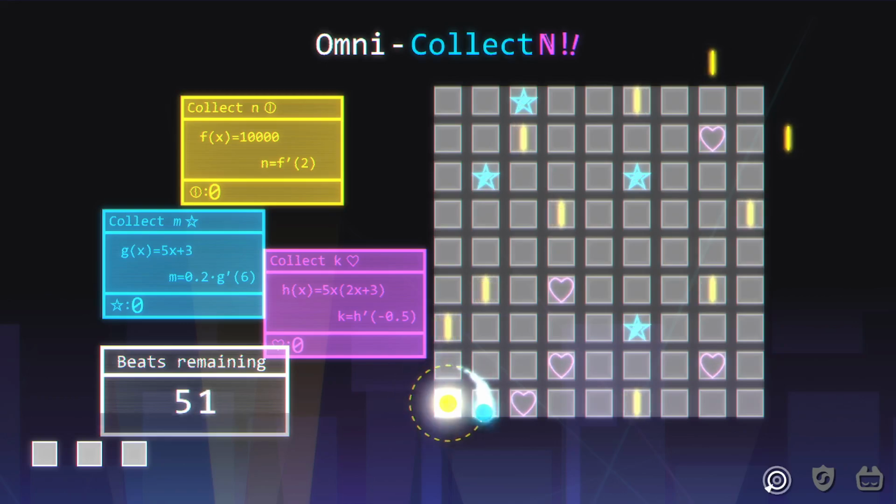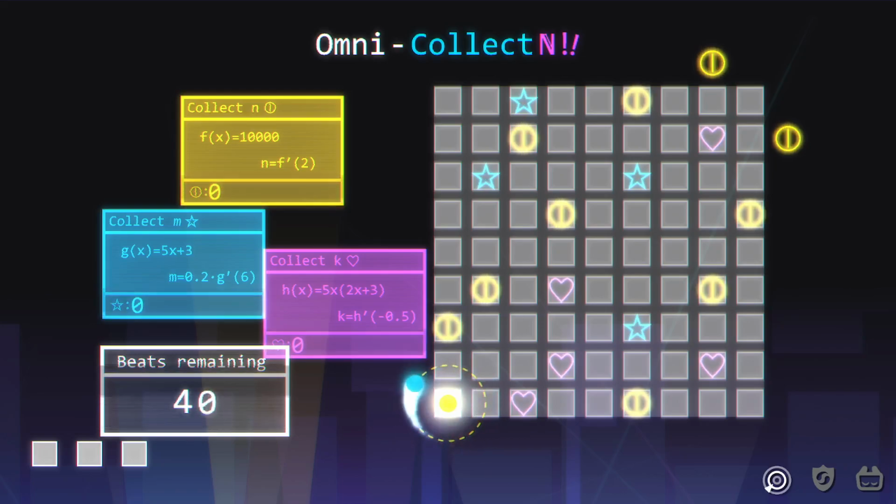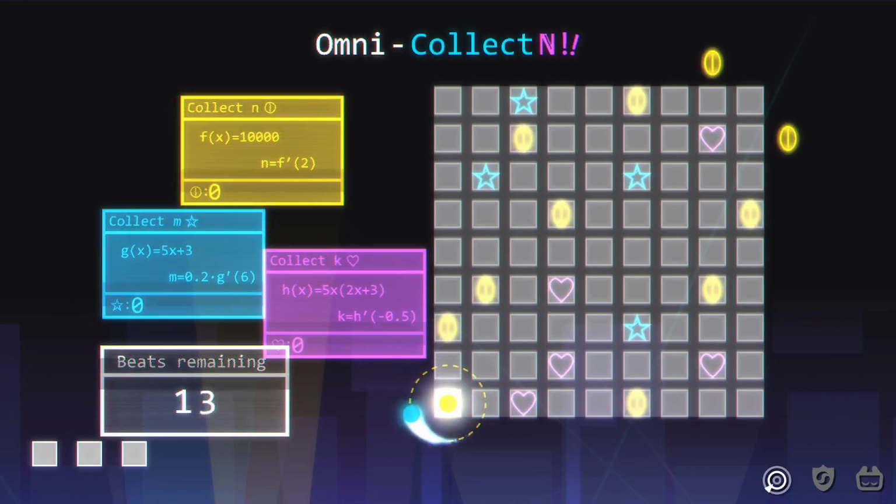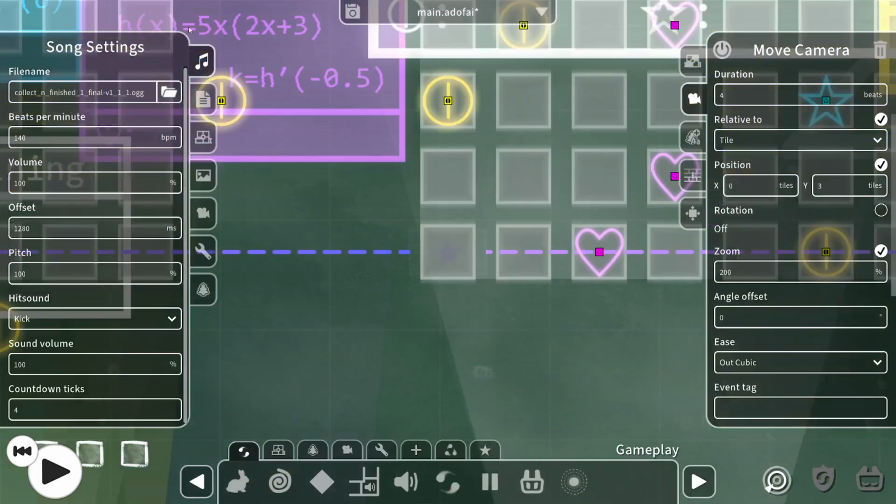The derivative of 5x is 5 because the derivative of a constant times a function is just the constant times the derivative of the function. So the derivative of 5x is the same thing as 5 times the derivative of x. The derivative of x, as I explained a while ago, is 1. So that means you have to collect 5 stars.